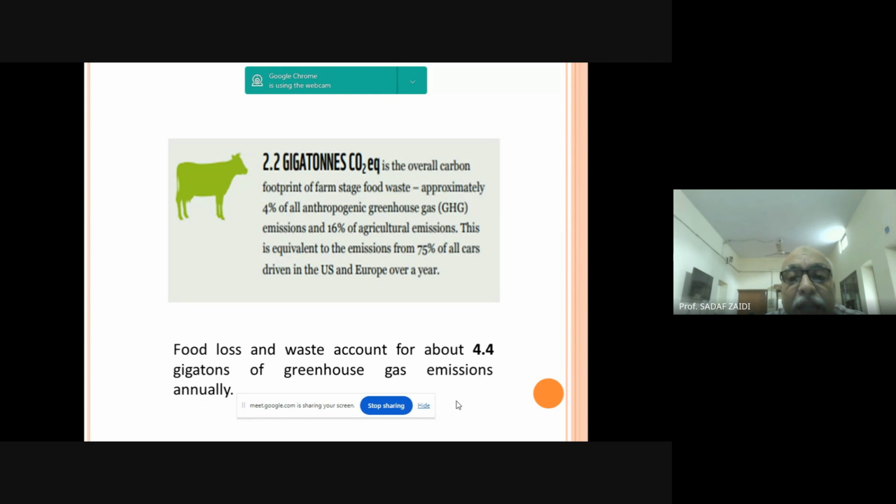So if you take the emissions generated by 75% of cars driven in the US and Europe over a year, you will find that what they contribute in terms of carbon dioxide is being contributed by the farm stage food waste. That is from the first report that we were talking about. This is the fact that came out of it.